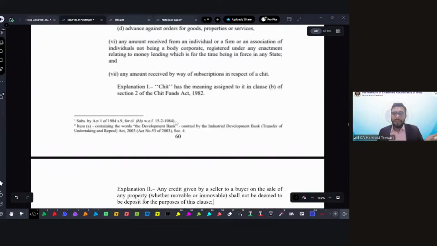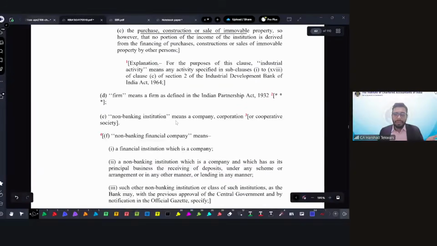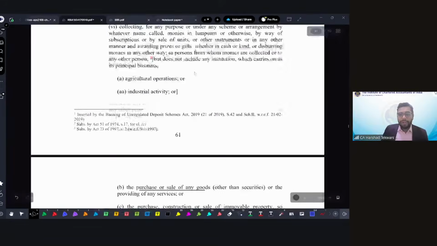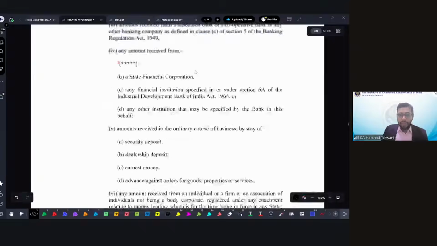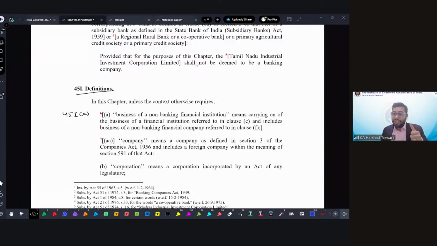The business of NBFC is a definition, basically. So that definition is this one, under section 45I, okay. So, this is section 45I, definitions. The first one is 45I(a). Remember, there are two different 45IAs. This is 45I and bracket a. That's the definition of the business of a non-banking financial institution.